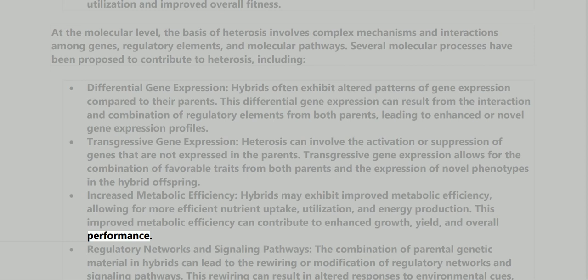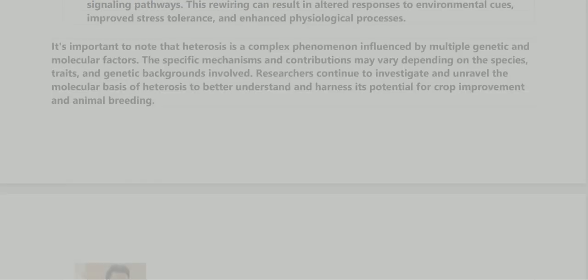Regulatory networks and signaling pathways. The combination of parental genetic material in hybrids can lead to the rewiring or modification of regulatory networks and signaling pathways. This rewiring can result in altered responses to environmental cues, improved stress tolerance, and enhanced physiological processes.